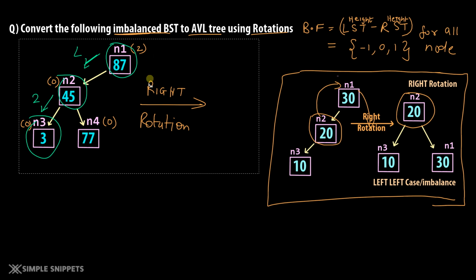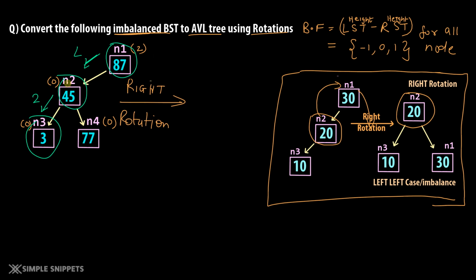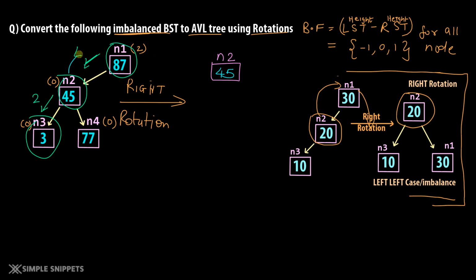So when we do a right rotation, what will happen is this N2 will go to the top. The value inside N2 is 45, right? Let me write 45. So when N2 is taken to the top, N1 goes below. So let's write N1. And this N3 becomes the left child. You can see over here, N2 goes to the top, left child is N3 and right child is N1. So let's write N3 as the left child. What are the values of N3? N3 is 3 and N1 is 87.